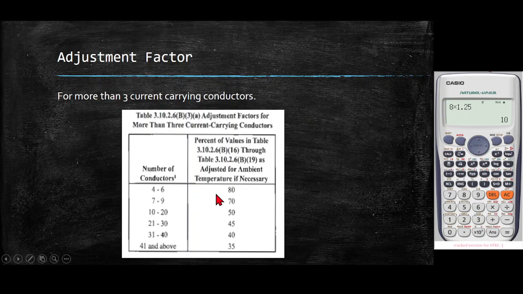So from 4 to 6, 80%, from 7 to 9, 70%, from 10 to 20, that is 50%, 21 to 30, 45%, 31 to 40, 40%, and 41 and above is 35%.